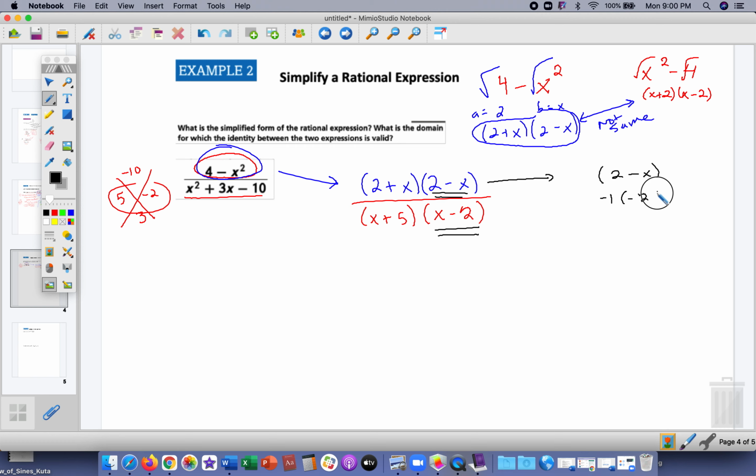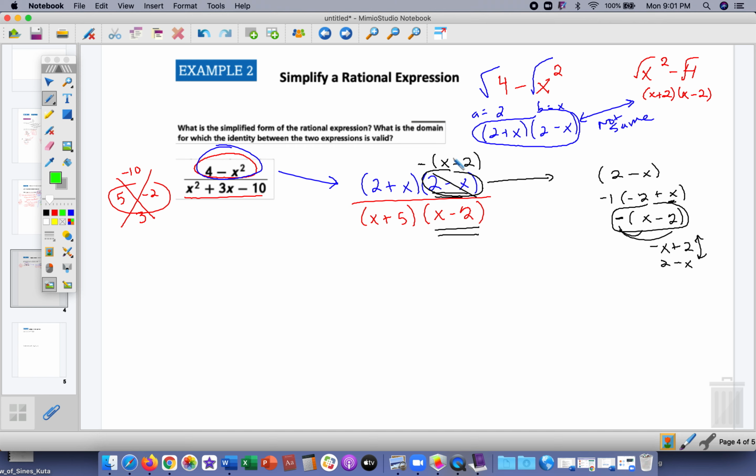I would get negative 2 plus x, which is the same, if I want to put the x term first, as x minus 2 with a negative out front, right? So this negative times quantity x minus 2 is the same as the quantity 2 minus x. If you distribute this, you get a negative x and a positive 2, and these are the same as well, okay? So I'm going to replace the quantity 2 minus x with negative times x minus 2.